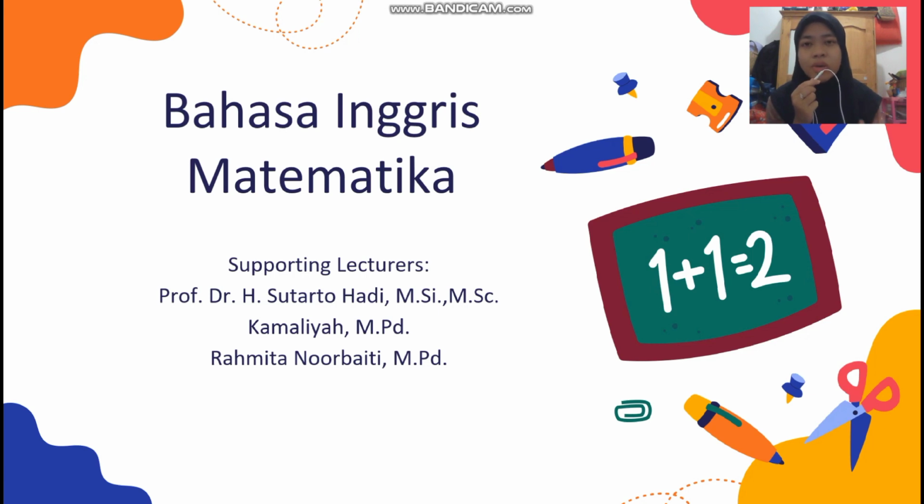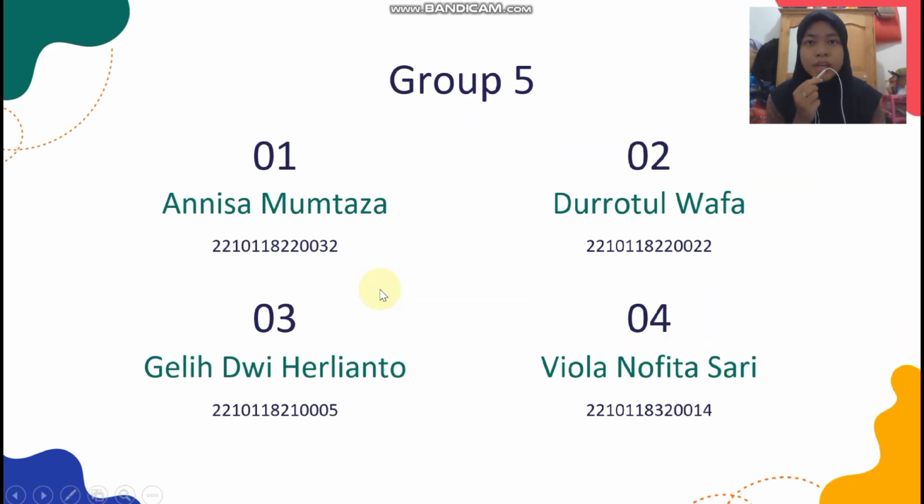Here and now I will present about English for Mathematics. And before I present, let me introduce myself first. My name is Durrotul Wafa. My student ID number is 22101182200022, and I am from group 5.